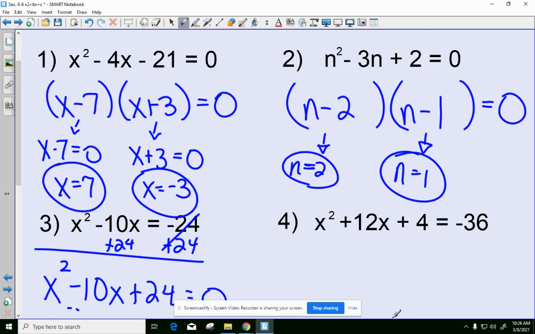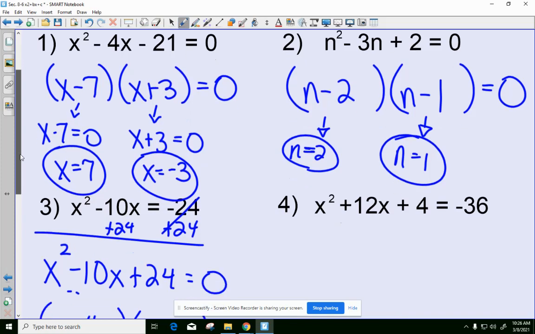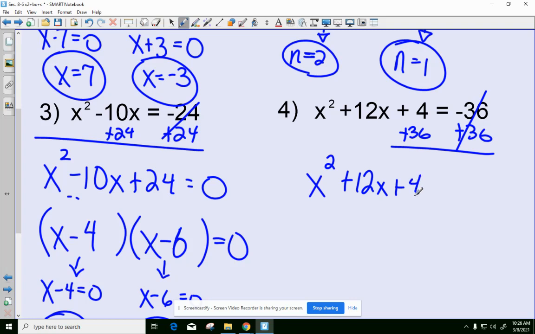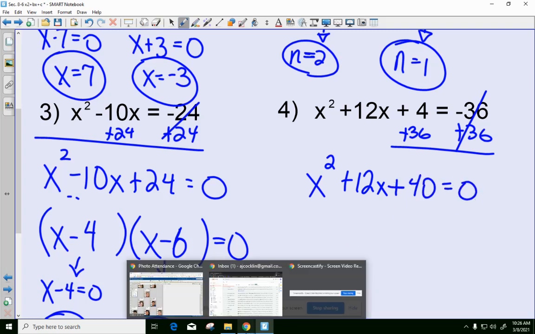Okay. Now, in the last one, you got to move the 36. How do you move it? Sam? By adding it. Good. If you add it to the other side, what's your new equation say? Yep. Good. So I'm looking for two things that multiply to 40 and add to 12. Multiplies to 40 and adds to 12.